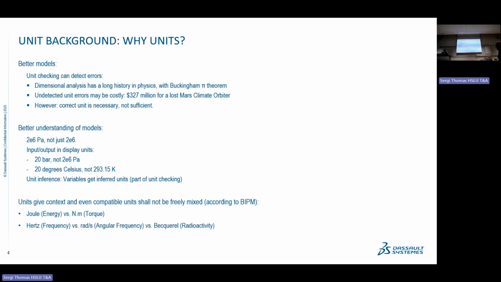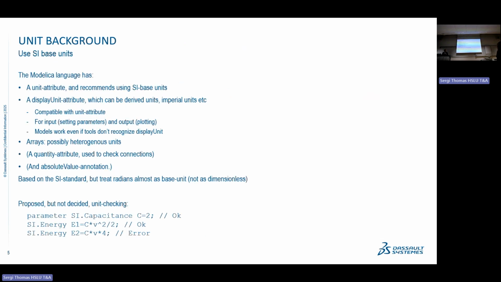And then there is one thing that the SI standard says, which is that even if units are compatible, you shouldn't mix them. So energy is in joule, whereas torque is in newton meters. They are formally the same, but don't mix them. And similarly, hertz is for frequency, whereas angular frequency is radians per second, and radioactive things are in becquerel. They're all the same, but you shouldn't mix them.